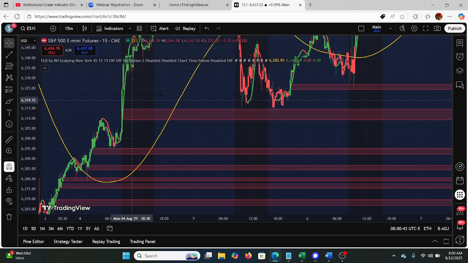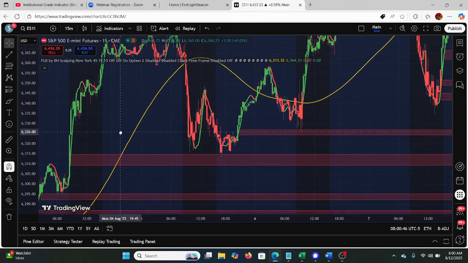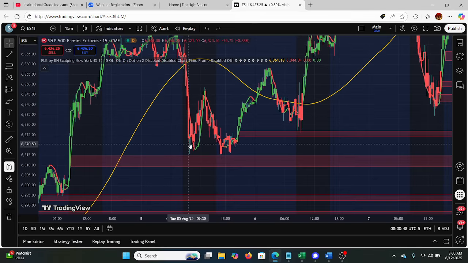And you can see that it does this every single time. Here it does it again, goes all the way up, comes down, just barely touches this level, and bounces back off it, and then again, here, bounces back off of it.